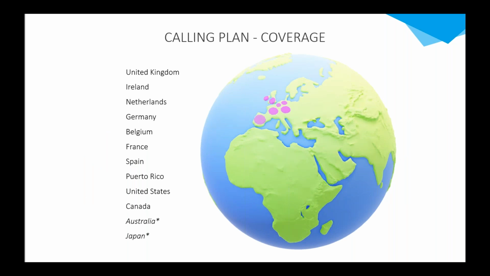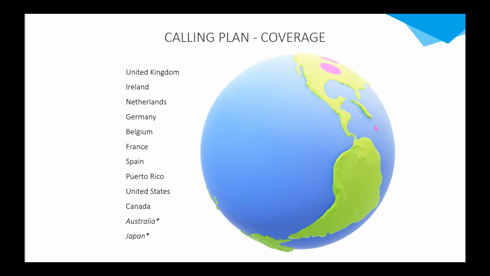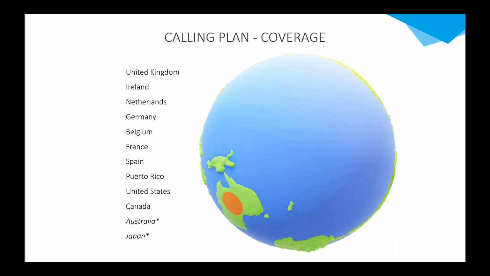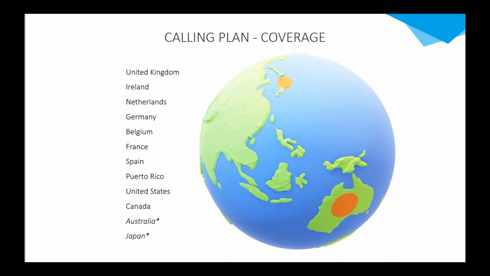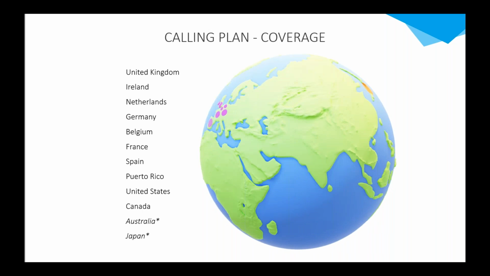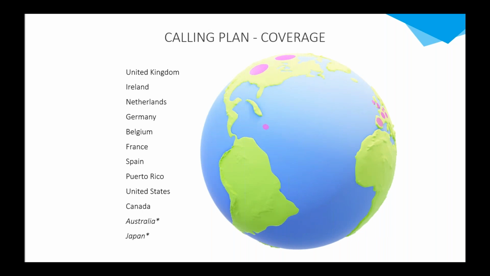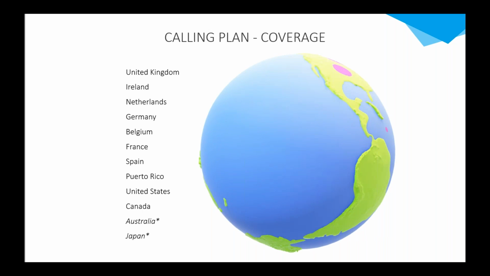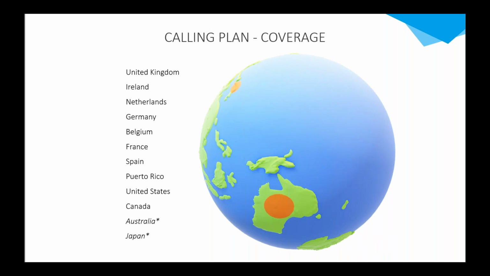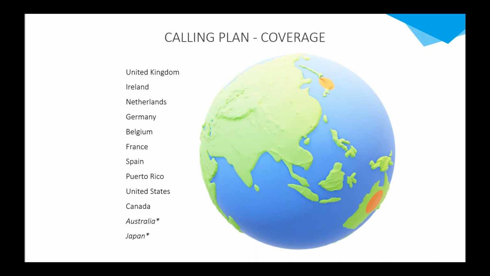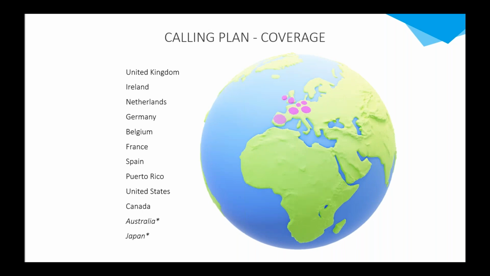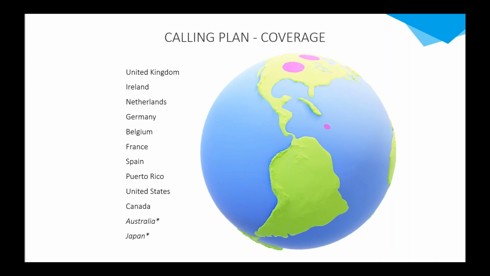For calling plans, these are the list of locations that Microsoft currently supports. So if you have users in these locations, you can assign telephone numbers to them from there. This doesn't mean that your tenant has to be created in those particular regions, just that a user has their region configured to one of those locations.